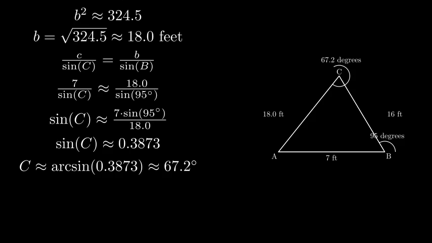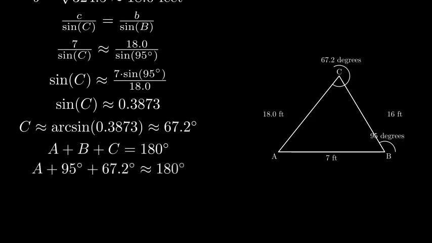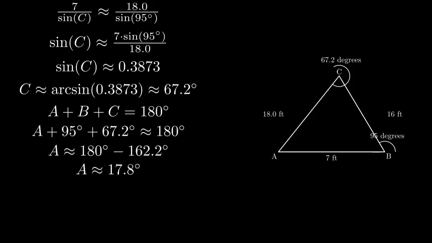Finally, for step 3, we find the last angle, A. The sum of angles in a triangle is 180 degrees. So angle A plus 95 degrees plus 67.2 degrees equals 180. This means angle A is 180 minus 162.2, which is 17.8 degrees. We have now completely solved the triangle.